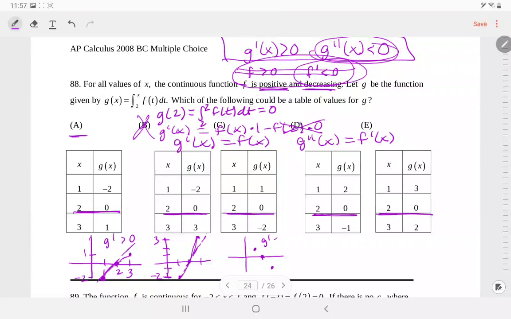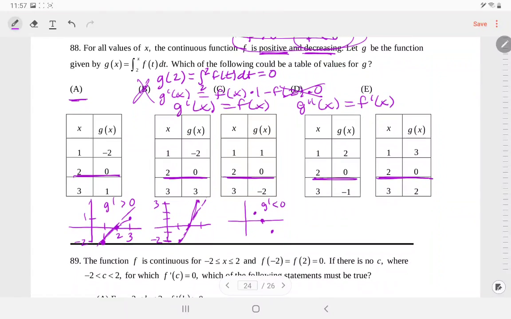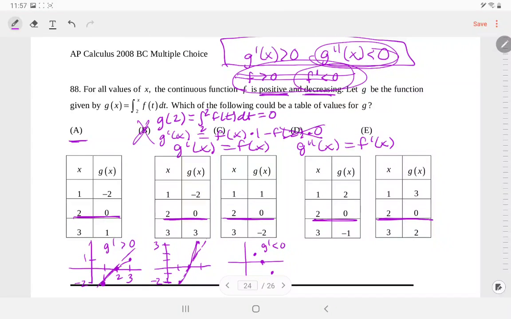Okay, g prime is less than 0, and g prime was supposed to be greater than 0. So I would say this is not the answer. Okay, this one, let's see. I'm starting to think it's A, but I really want to give these another chance because maybe I'm not thinking of something. 1, 2, 2, 0, 3, negative 1. Okay, that's g prime is less than 0, so that's a no.